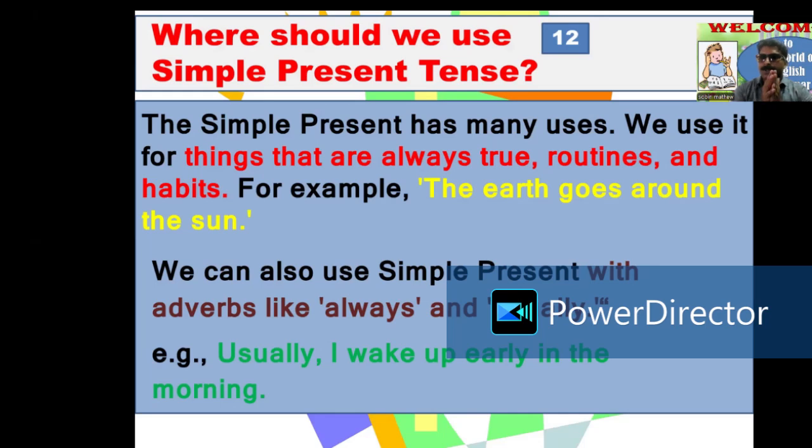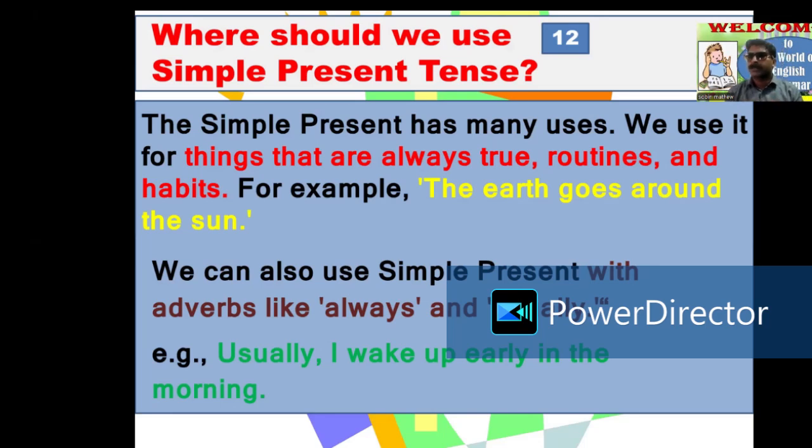Secondly, simple present tense is used to explain routine actions. We use it for things that are routines and habits. For example, I wake up at 7 a.m. and she eats breakfast every day. These are all habitual actions. We do these things every day. That's why we construct the sentences in simple present tense.